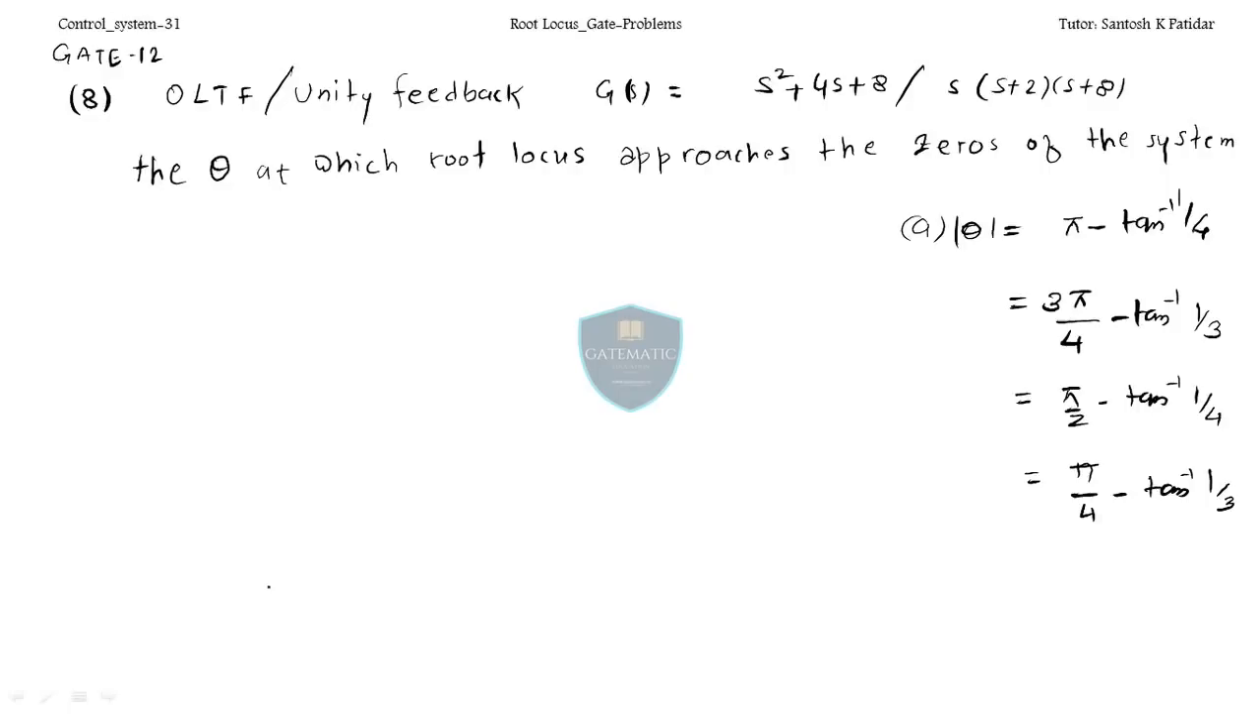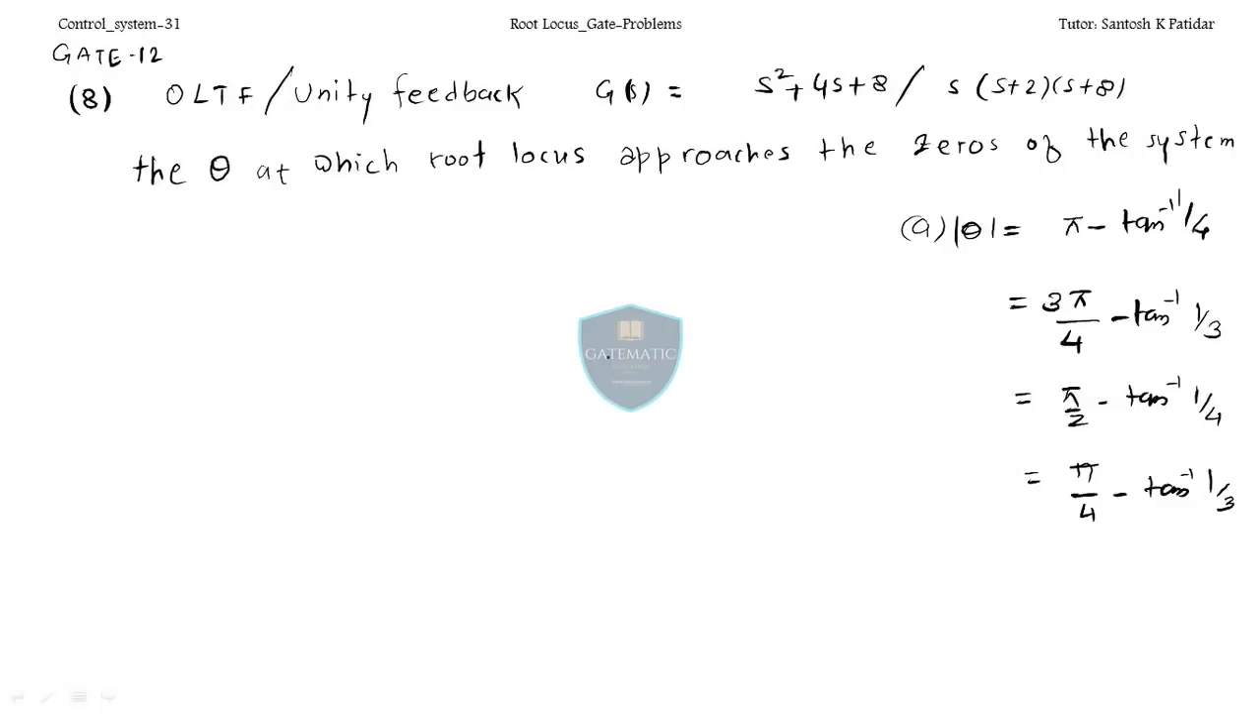The question is, the open loop transfer function of the unity feedback system G(s) is s square plus 4s plus 8 divided by this. The theta at which the root locus approaches the zero of the system, means the angle of arrival he is asking indirectly. The angle of theta at which root locus approaches the zeros of the system. So, brother, directly saying, angle of arrival is needed for this. Okay, so the same thing you have to find out.